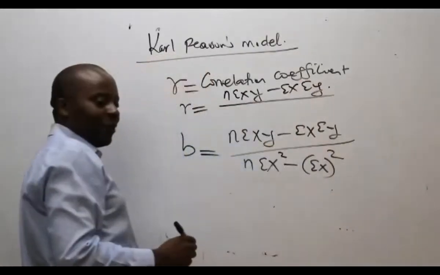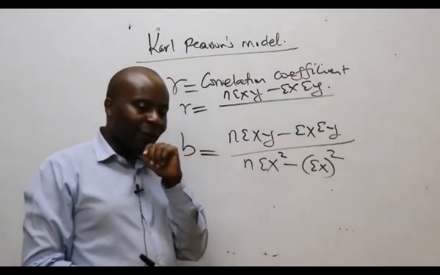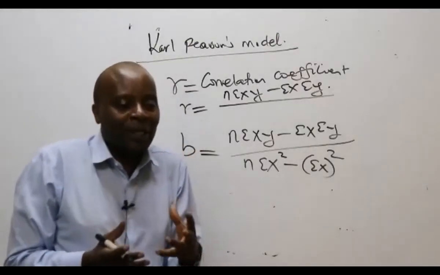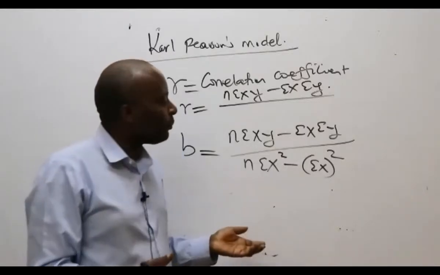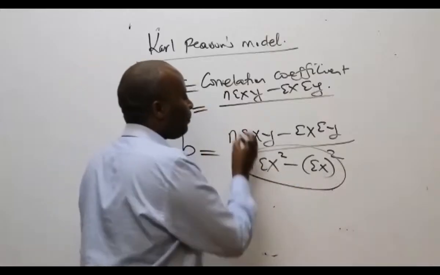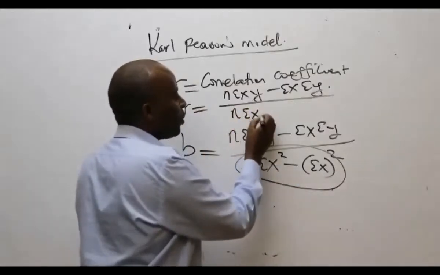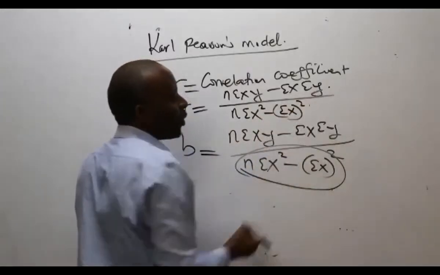Now, the moment I've taken care of the numerator, there is also something that I know about the denominator. There is also a relationship about the denominators. If I understand this, I've understood the entire thing. So for the denominator, what I need to do is to come and copy this. So it is n summation of x squared minus summation of x, squared like that.